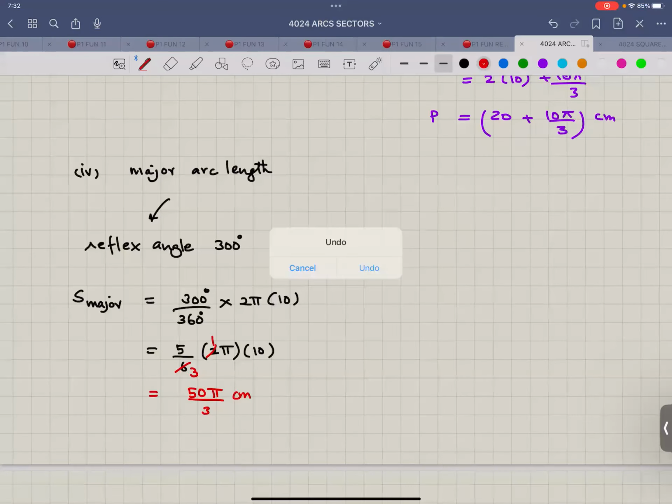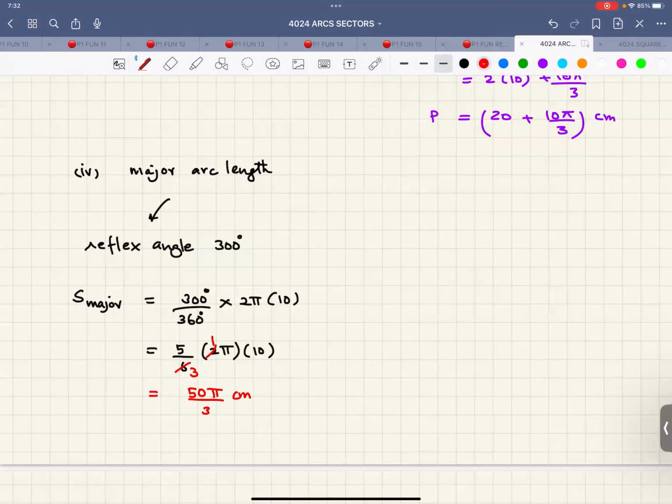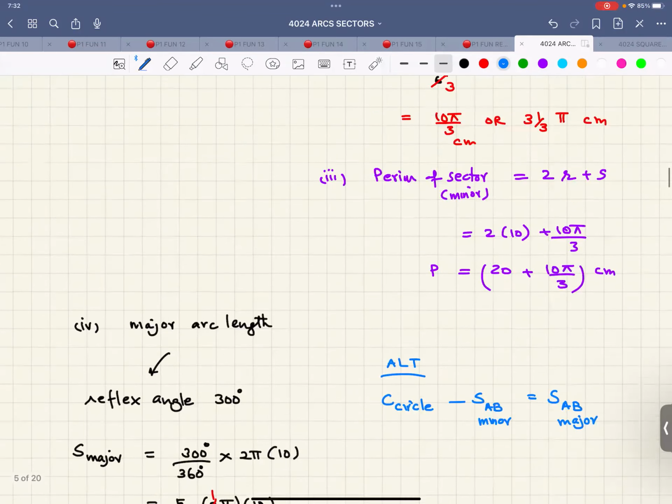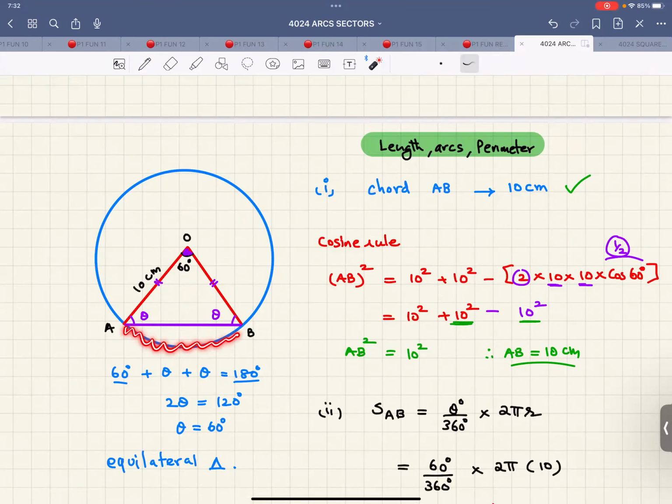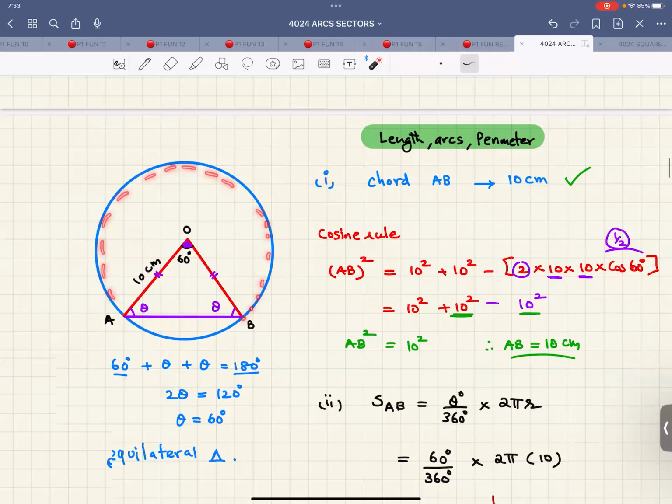Another method is, alternatively, I can say circumference of circle minus arc length AB minor will give me arc length AB, which is major. Make sense? This is the arc length minor. This is the whole circle. If I subtract this portion, what am I left with? I am left with this portion, which is the major arc length.